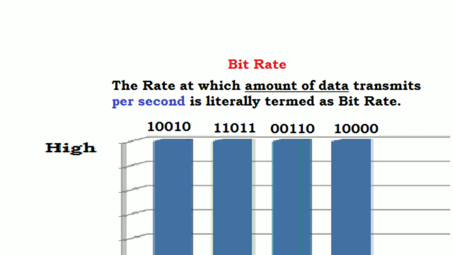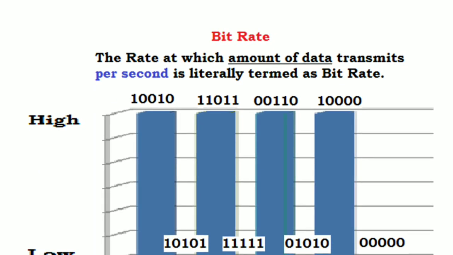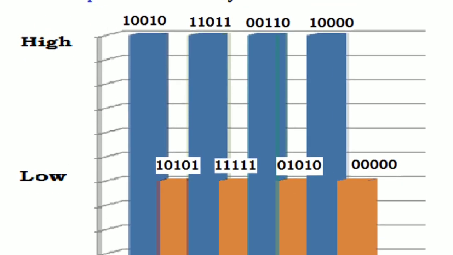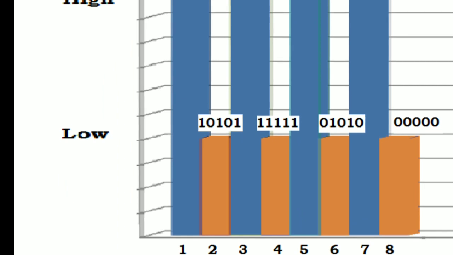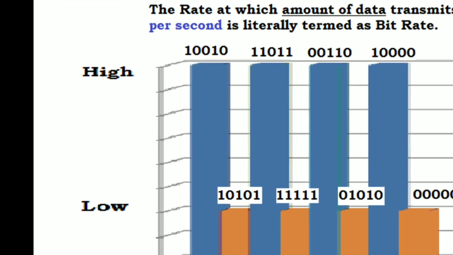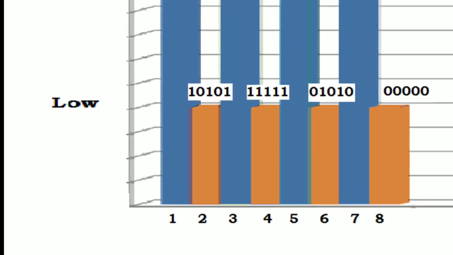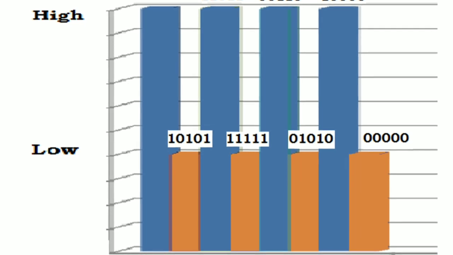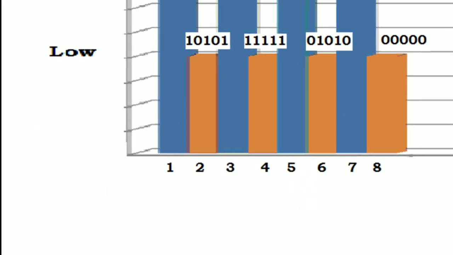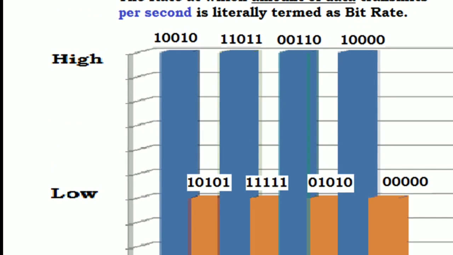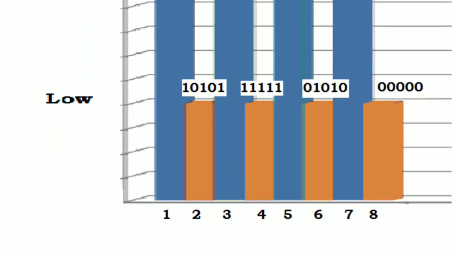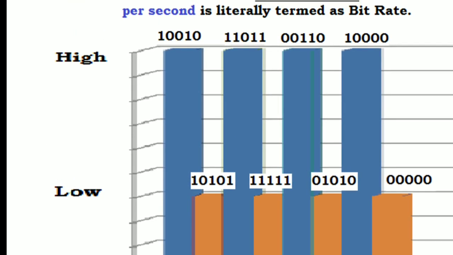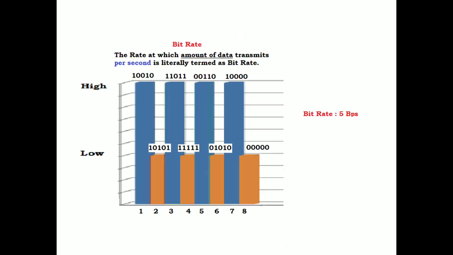Now we can see the definition: the rate at which the amount of data transmits per second. Here, 10010 is data that contains 5 bits, so we can consider that in the first second it is transmitting 5 bits. Don't confuse this with high and low; that really matters when we come to baud rate. So we can skip that and focus only on how many bits of data are transmitting. 10101, again 5. So for every second around 5 bits of data are transmitting, which is literally called bit rate. So the bit rate here is 5 bits per second.